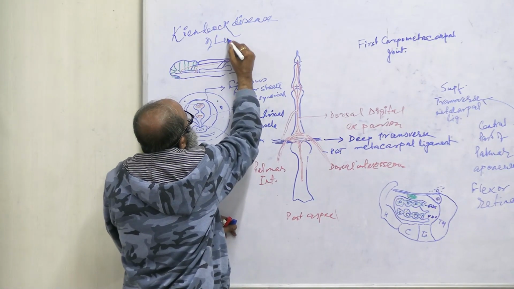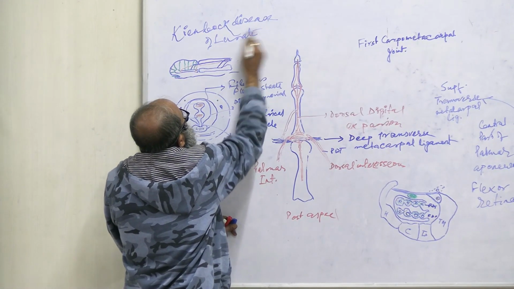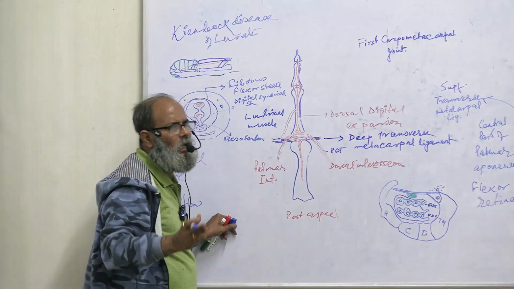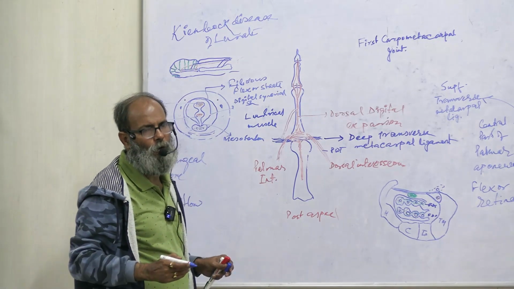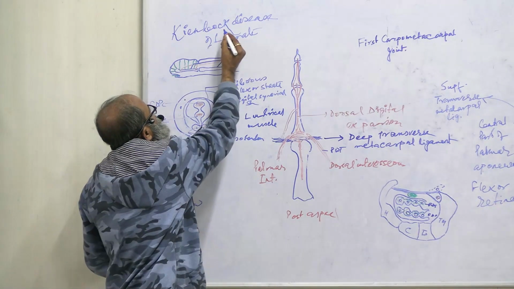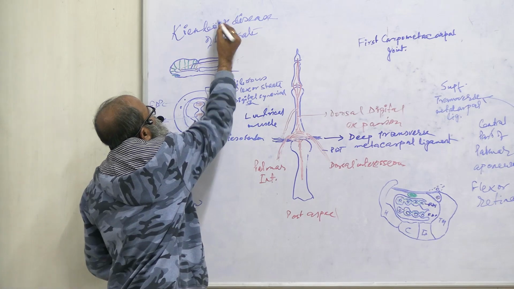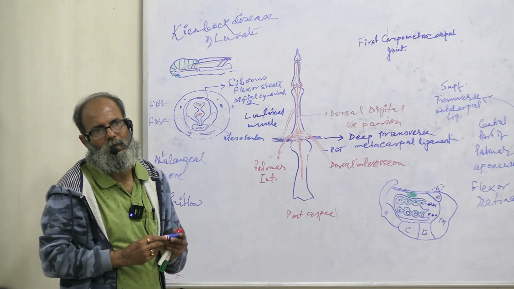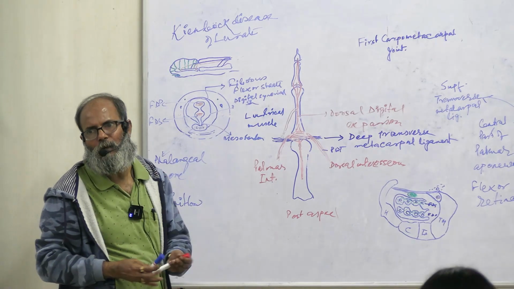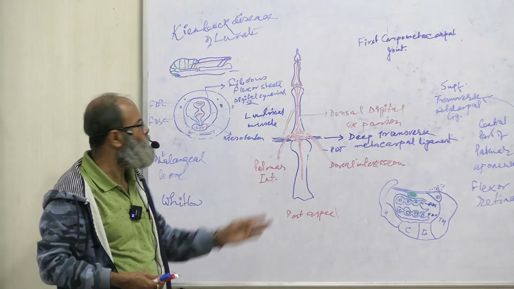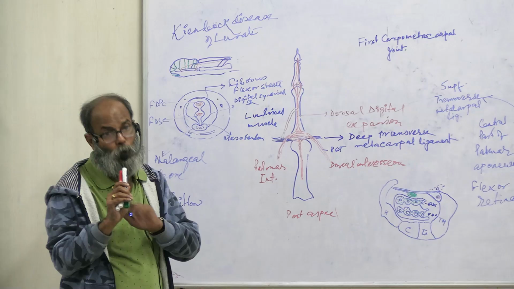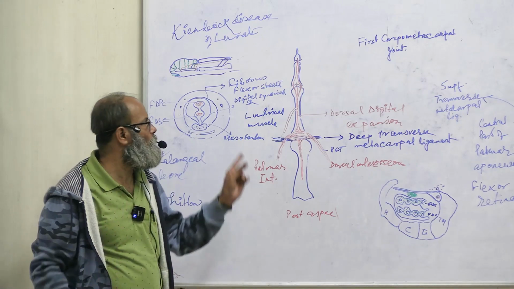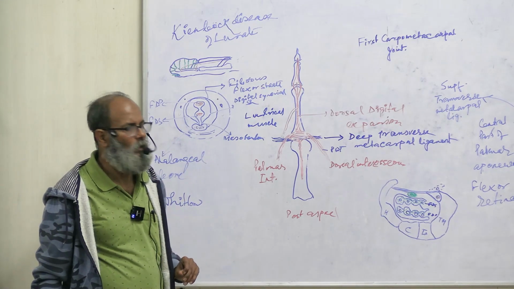Of the lunate. The pronunciation is Kienböck. Alright. This is Kienböck's disease, due to volar displacement of the lunate.